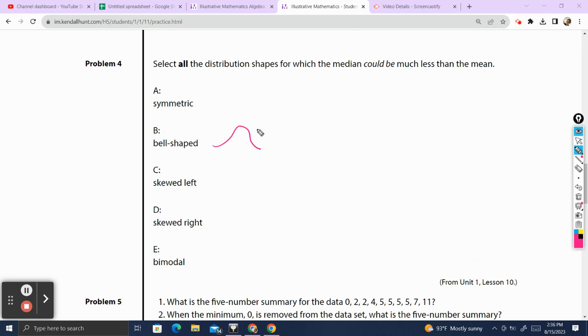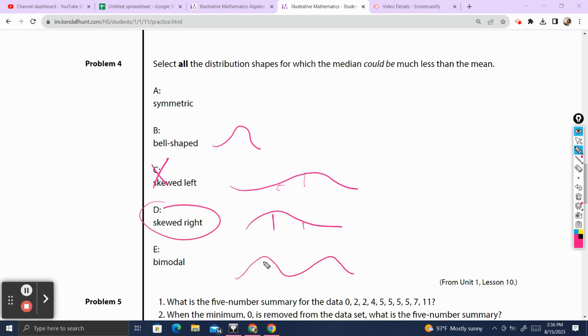Now, for skewed to the left, the mean is going to be pulled to the left, and the median is going to be more to the center. So in this case, the mean is going to be less than the median, so that would not be correct. But in this case, we have skewed to the right. The mean is going to get pulled to the right, and the median is going to get dragged down to over here.